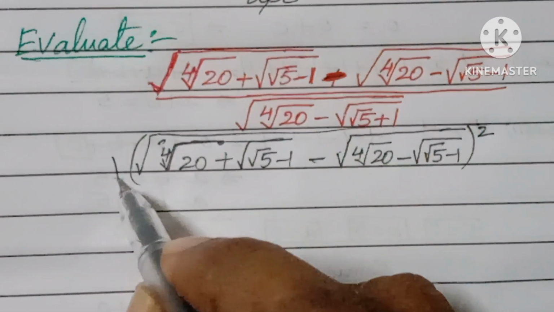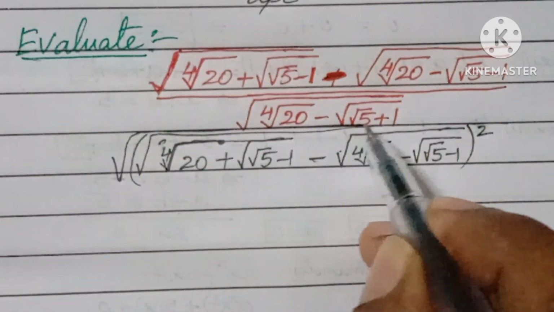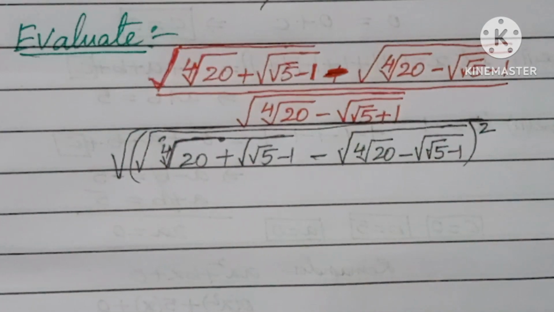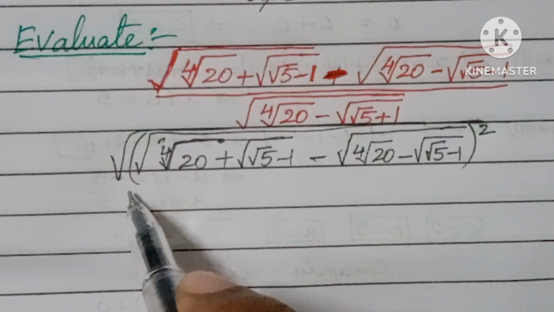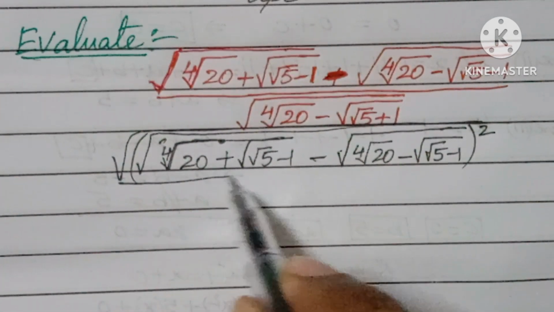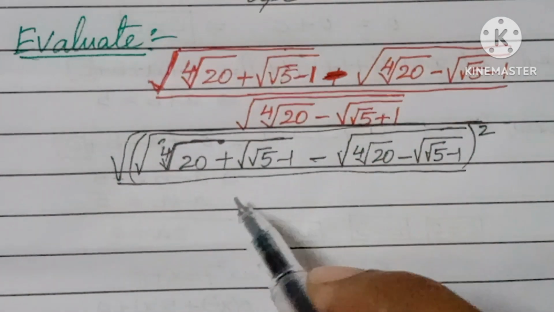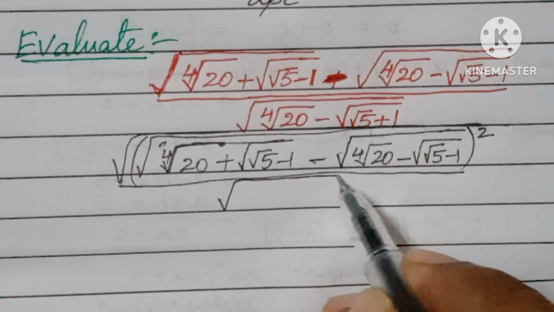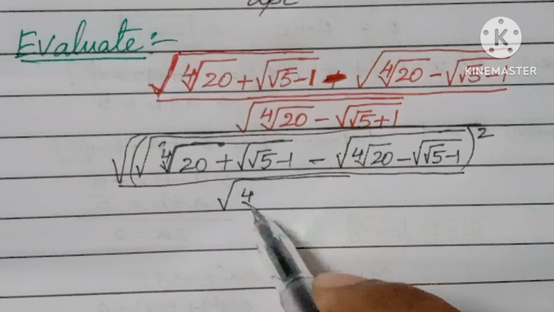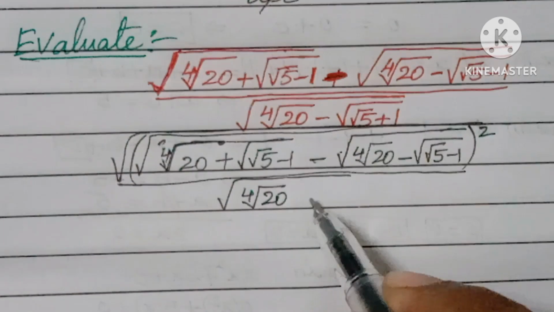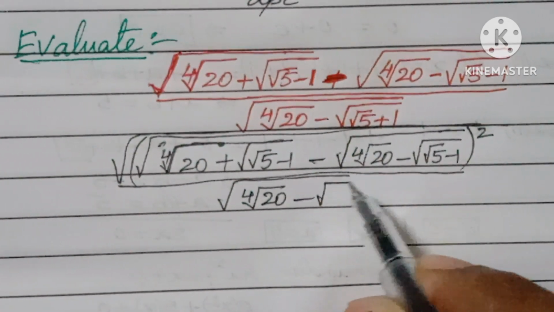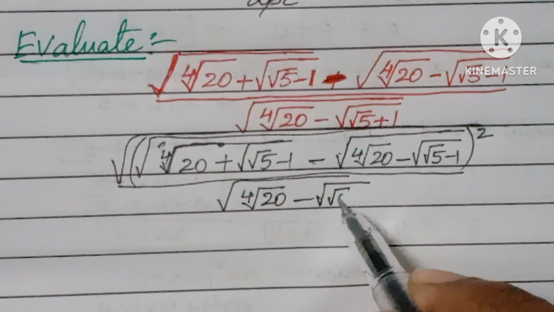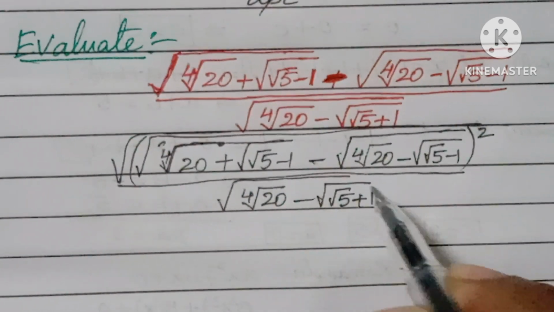You are taking the whole square so that the value won't change, and the denominator is also squared: root of fourth root of 20 minus root of root 5 plus 1.